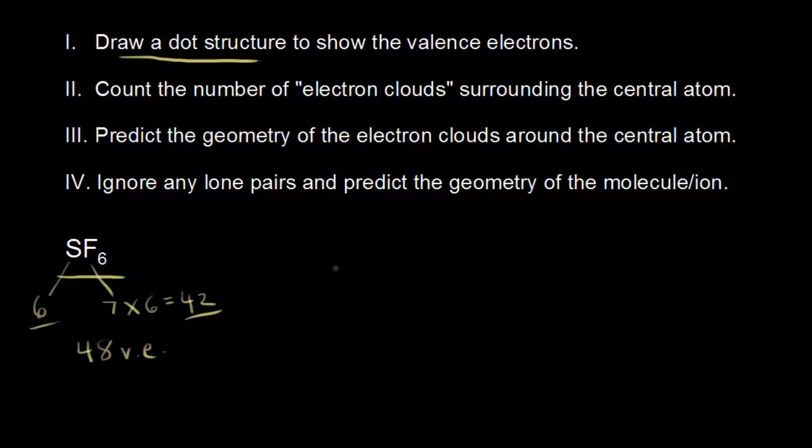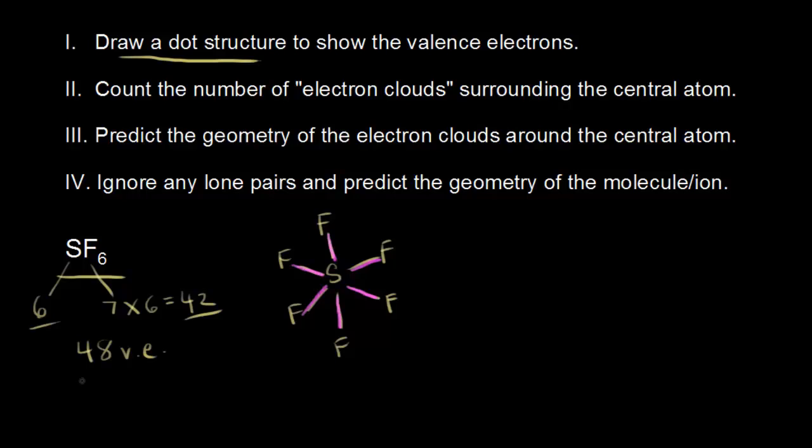Sulfur goes in the center, so we go ahead and put sulfur there, and we surround sulfur with 6 fluorines. So let me go ahead and put in those 6 fluorines surrounding our sulfur. Our next step is to see how many valence electrons we've shown so far. All right, so I go ahead and highlight those: 2, 4, 6, 8, 10, and 12.